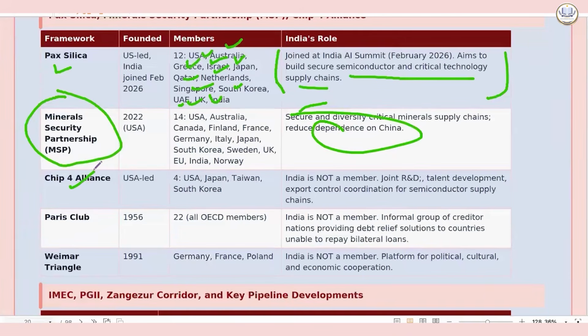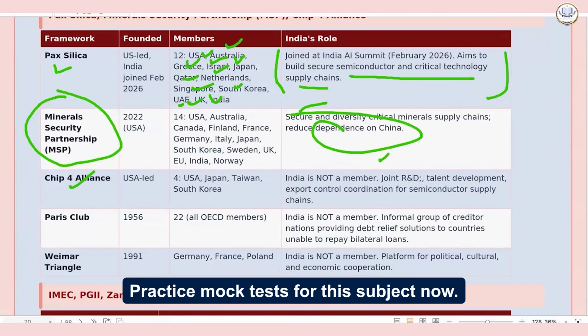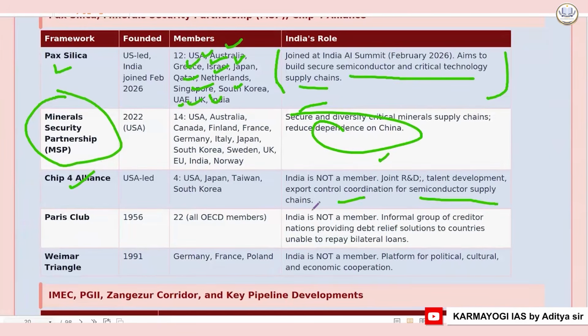Chip 4 Alliance, it is again USA-led. Other countries are Japan, Taiwan, and South Korea, and India is not a member. It covers joint R&D, talent development, and export control coordination for semiconductor supply chains.